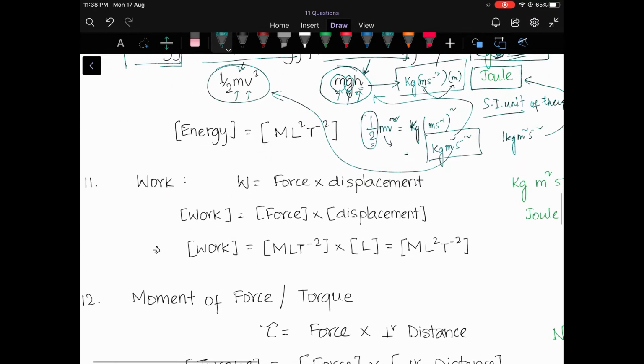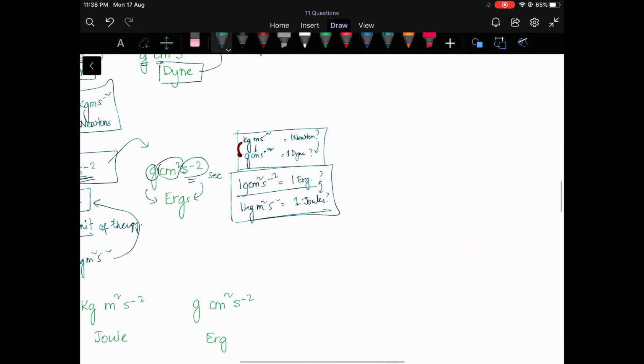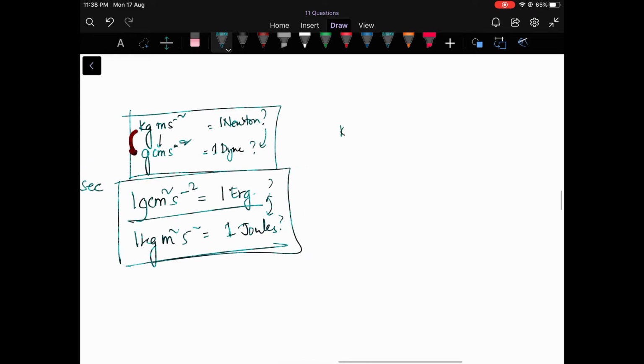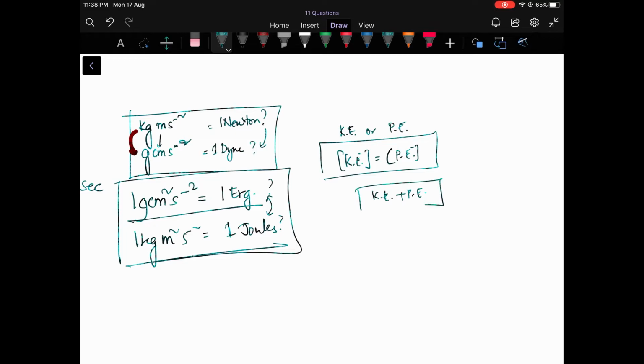Moving on. Now one point, just now you saw, whether it is kinetic energy or potential energy, the dimension of kinetic energy is same as the dimension of potential energy. It also means that they're the same type of quantity and there's no problem in adding a kinetic energy with a potential energy.